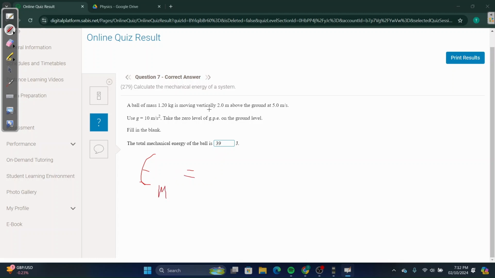EM equals the kinetic energy at a point, let's say at point P, plus the mechanical energy.